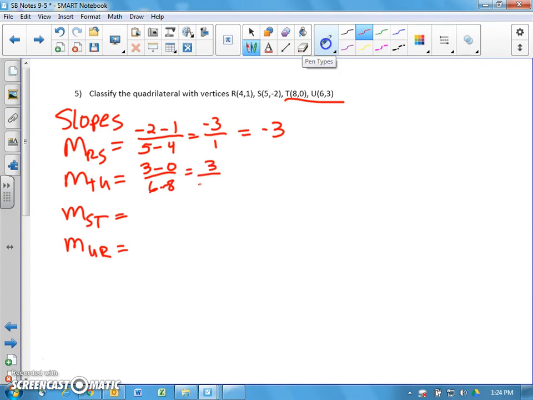So we're going to get 3 over negative 2, or negative 2/3. Okay, so those are not parallel. Let's move on to the next one. ST is going to be these 2.